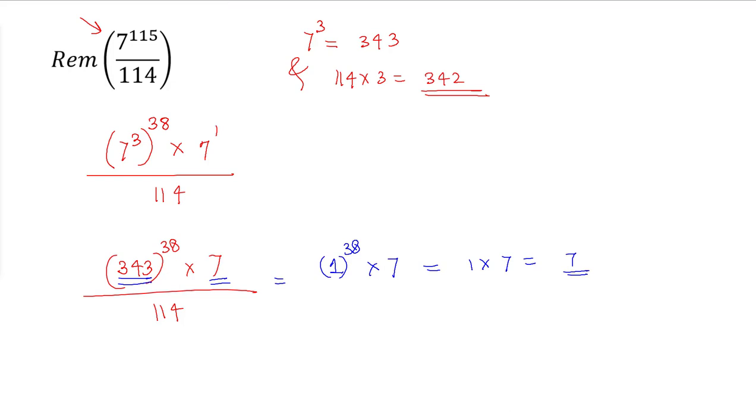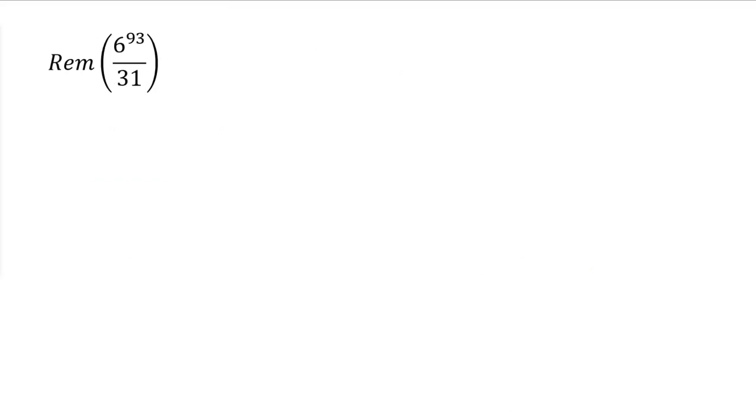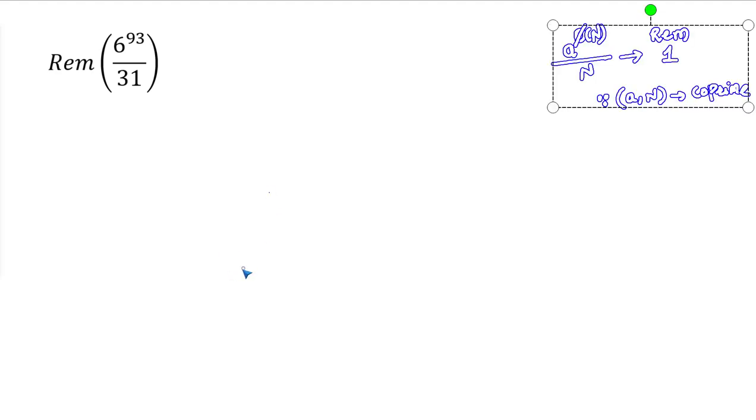Okay, everyone, let's move ahead. Now over here 6 to the power 93 is divided by 31. Okay, 6 to the power 93 is divided by 31. We need to find the remainder. Okay, this is the Euler theorem.